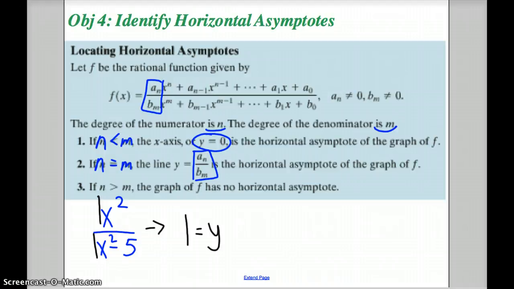The final case is when the numerator's degree is larger than the denominator's. In this case, there will be no horizontal asymptote. However, there may be a slant asymptote. So we have no horizontal asymptote. There's no boundary, because the numerator will get really large, but the denominator won't be able to keep up. So it's going to go off into infinity, maybe negative infinity, but it will not have a boundary that it can't cross when it goes into those large numbers.